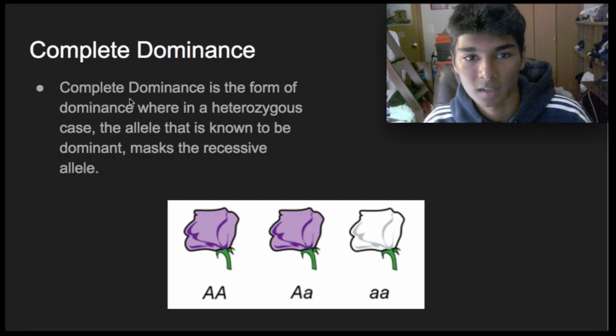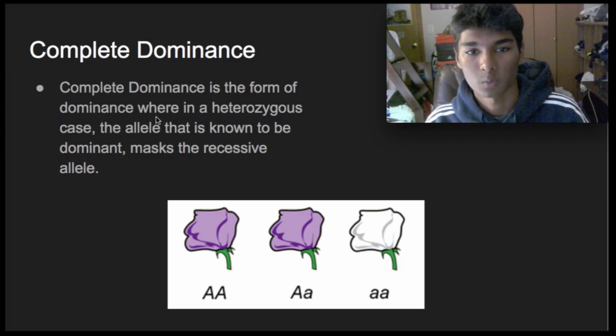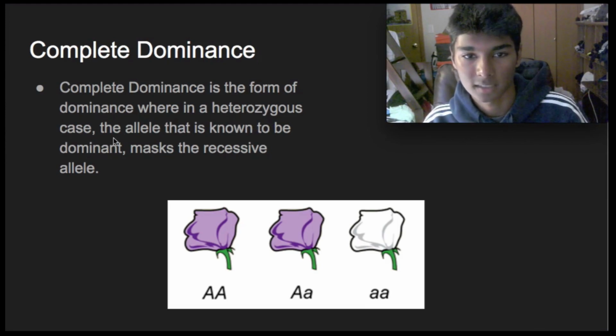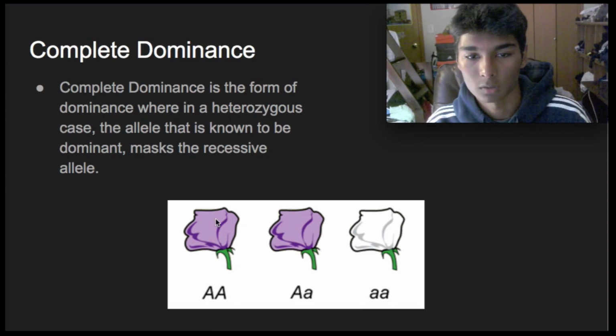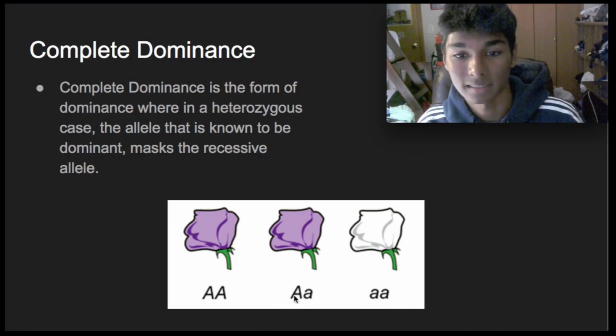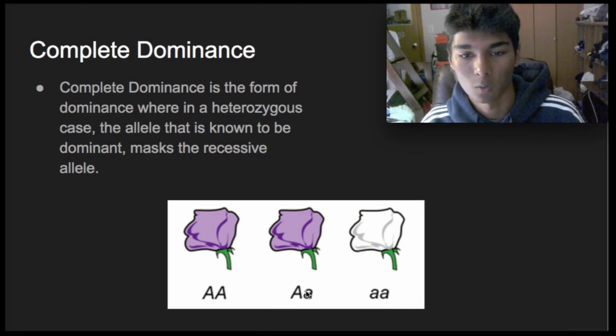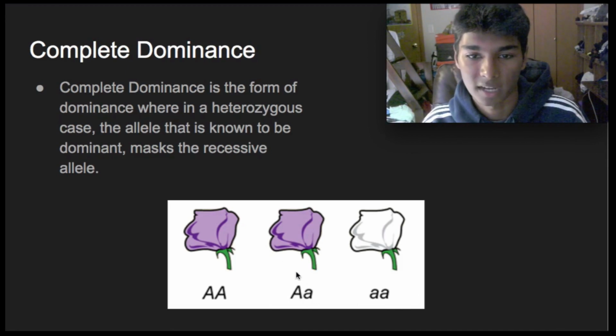Essentially, complete dominance is the form of dominance where, in a heterozygous case, the allele that is known to be dominant masks the recessive allele. Let's look at an example with flowers. The big A allele codes for purple, the little a allele codes for white, and in the heterozygous case, the big A is dominant over the little a, so the purple trait is dominant over the white trait. We can see that in the heterozygous case, the plant is completely purple and you see no evidence of white in the phenotype, even though it still exists in the genotype.